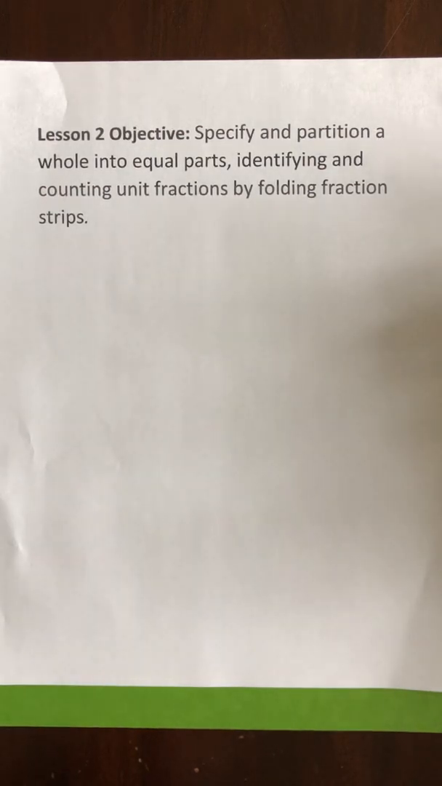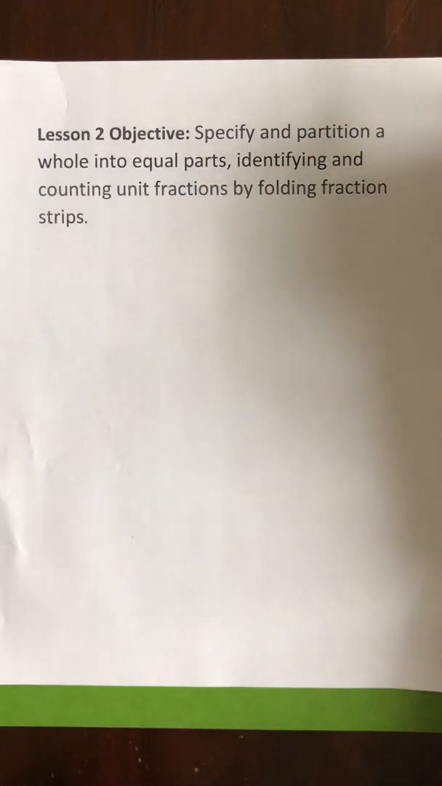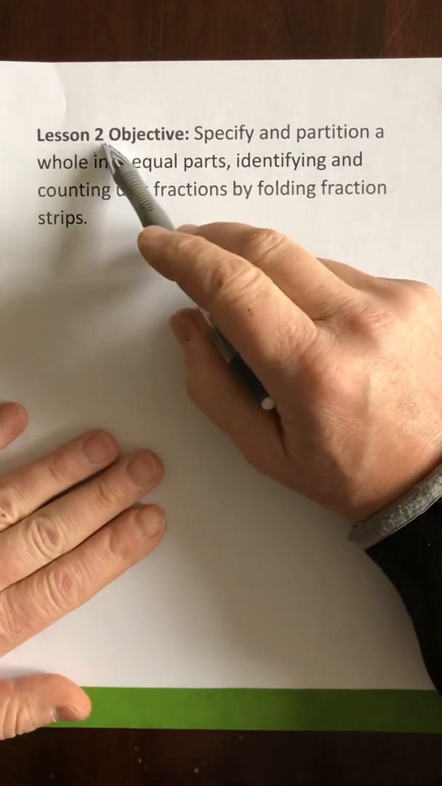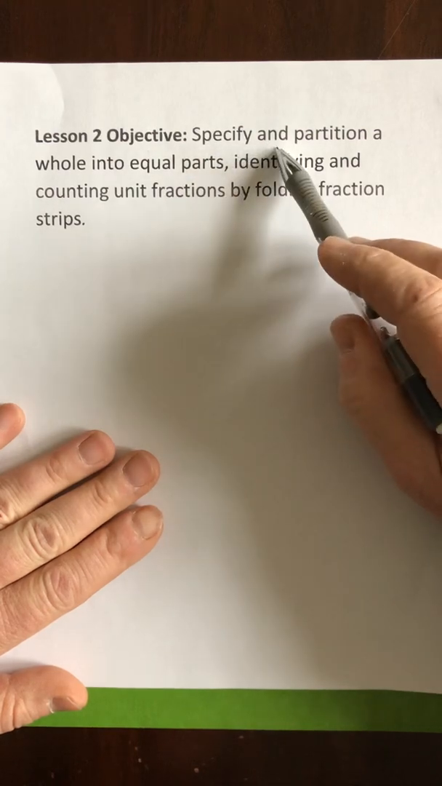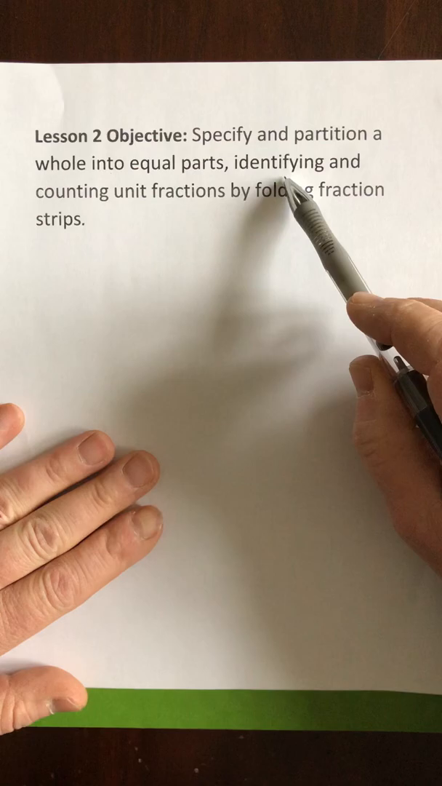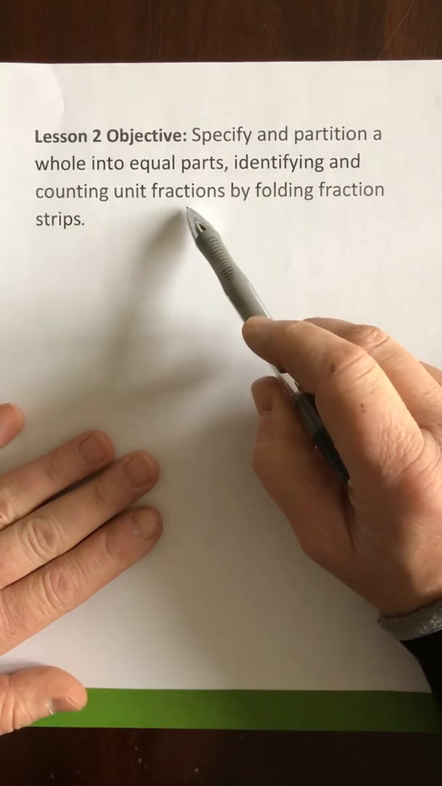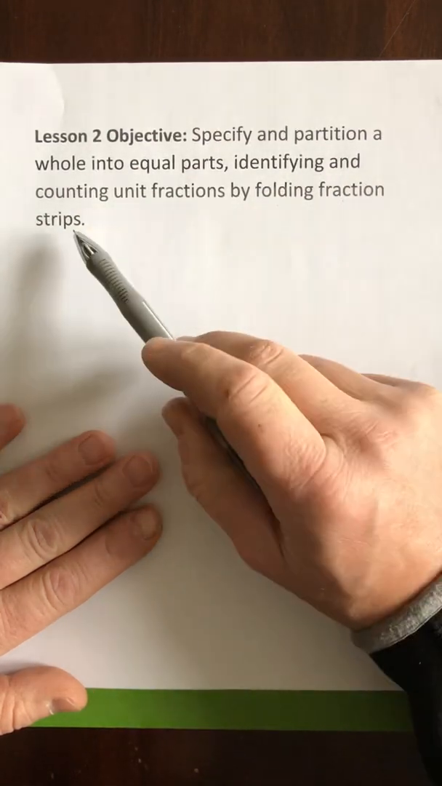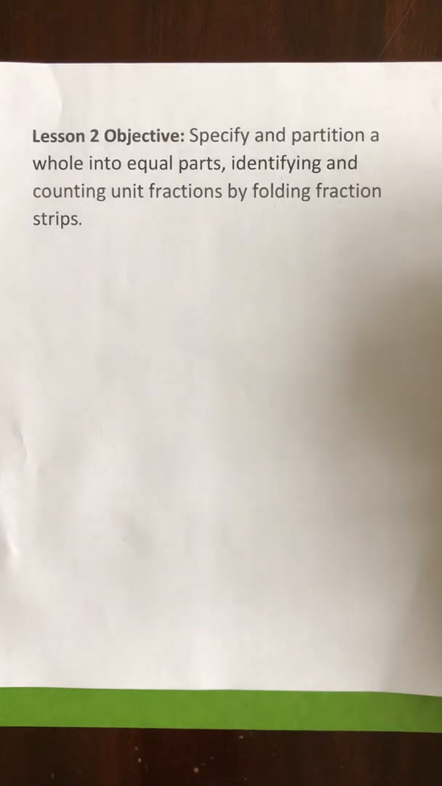I'm going to read it for you, go through some of the big words, tricky words, and explain them to you, and model something for you as well. All right, so here's the objective. Lesson 2 objective: specify and partition a whole into equal parts, identifying and counting unit fractions by folding fraction strips. So let's start off here.